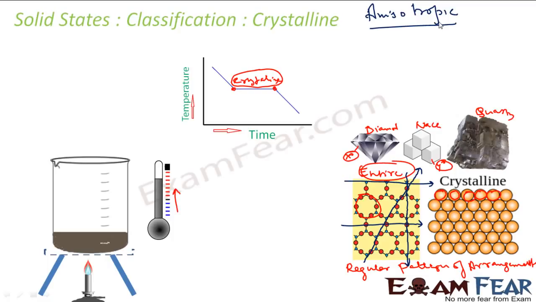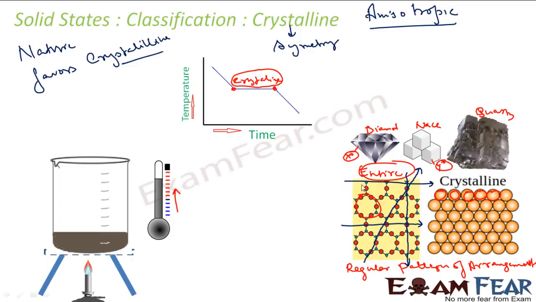And please note, most of the solid matter we see is crystalline. Nature favors crystalline nature of solid. Why? See, crystalline is more about what? Symmetry and regular arrangement pattern, as I told here, this one, correct? So crystalline is all about symmetry. It's all about symmetry and regular arrangement of pattern.